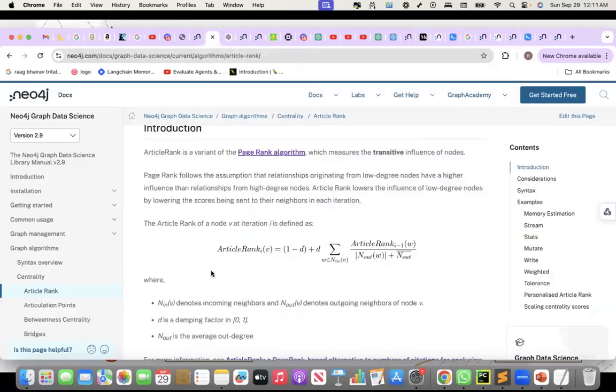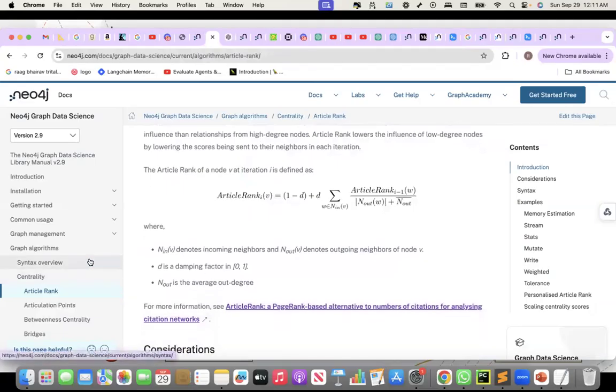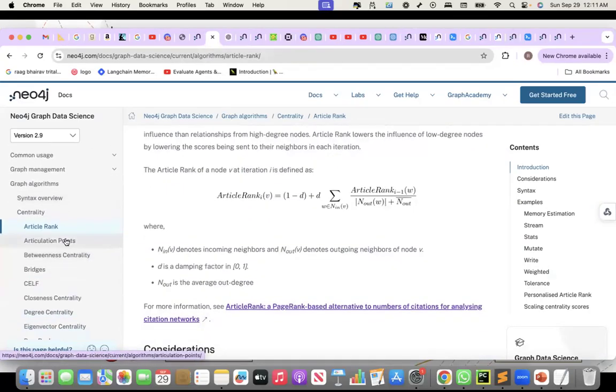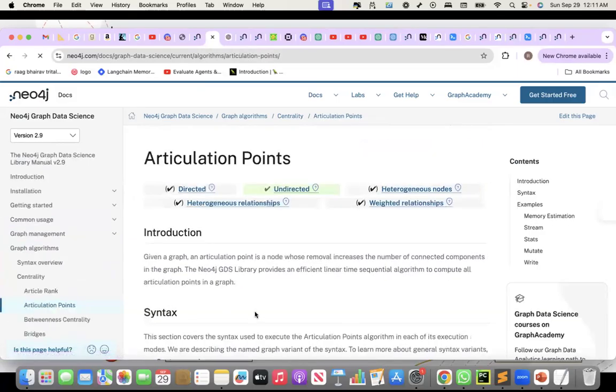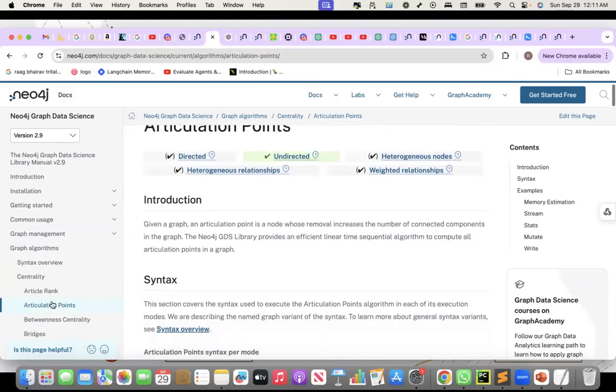In the subsequent recordings, I will go through the other algorithms also. Next, I'll start with articulation points and so on.